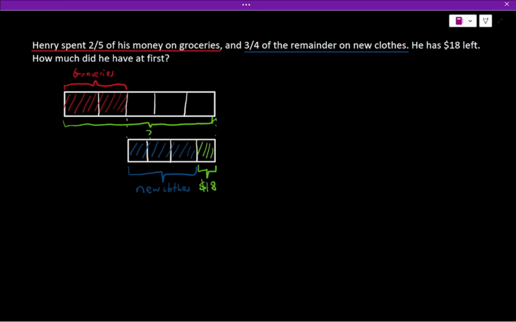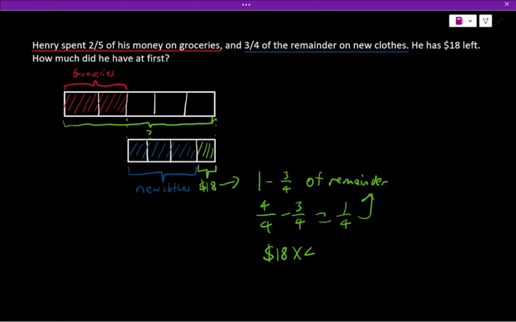So we know that 3/4 of the remainder is spent on new clothes. So what is $18? Well, it's actually going to be 1 minus 3/4 of the remainder, also known as 4/4 minus 3/4 of the remainder, which is just 1/4 of the remainder. So if we want to find the entire remainder, what we've got to do is just take $18 and multiply it by 4.